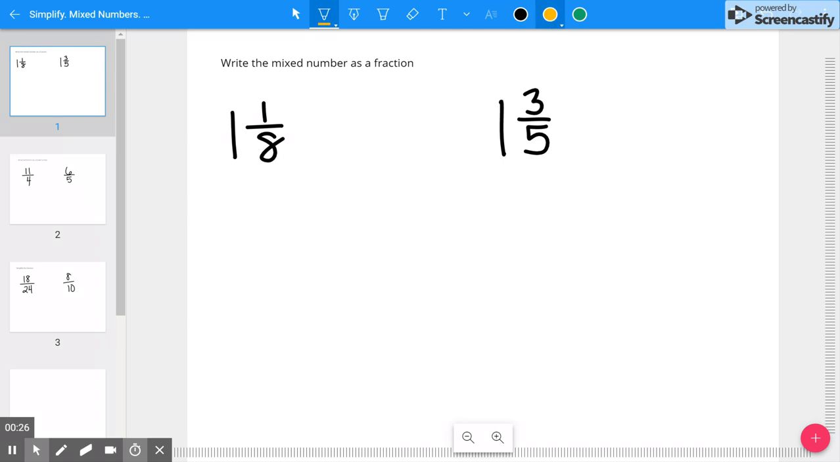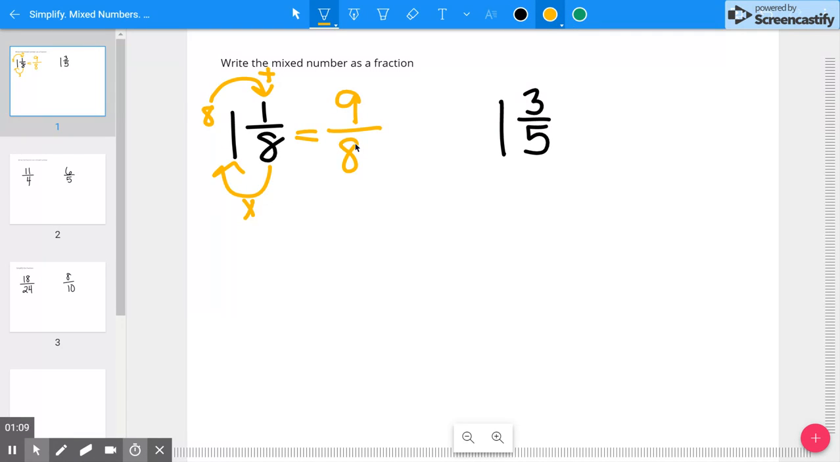In order to turn this into a fraction, I can do a few things. The first way is I can take the 8 and multiply it by the 1. I can say 8 times 1 is 8. And then I can take that product and add it to the top. So I can now say 8 plus 1 is 9, and that gives me my new numerator. Now, my denominator is going to stay exactly the same, which is 8. So my mixed number turned into a fraction is 9/8.